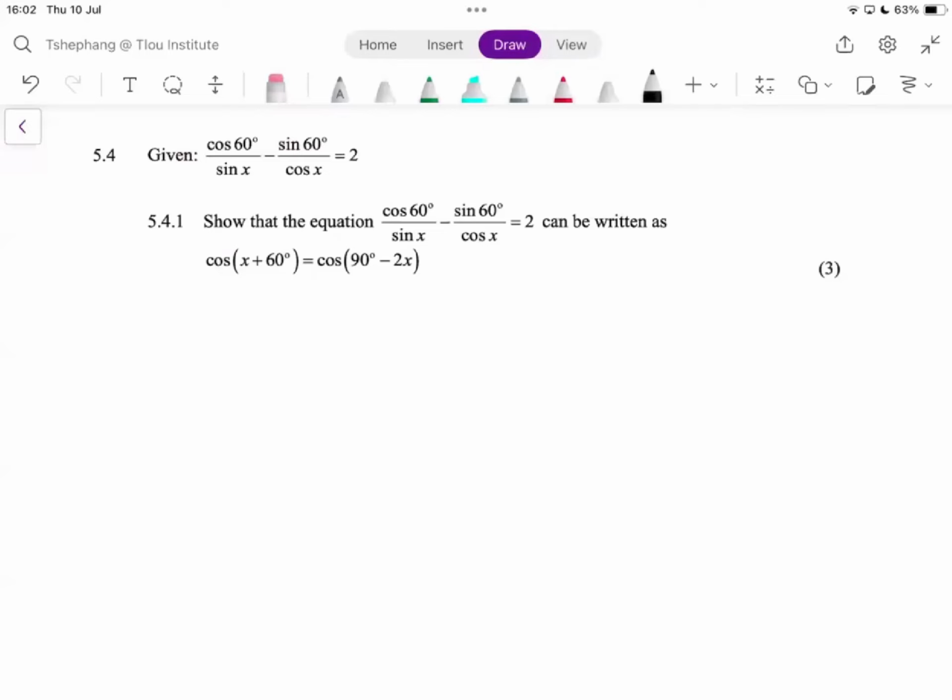I'm going to try and find an LCD. How do I find an LCD? You multiply the two denominators. So my LCD is simply going to be sine of x multiplied by cos of x. Okay, now what's going to happen up here? I'm going to have cos of 60 multiplied by cos of x. Then there's a minus sine of 60 multiplied by sine of x. This is still equal to 2.